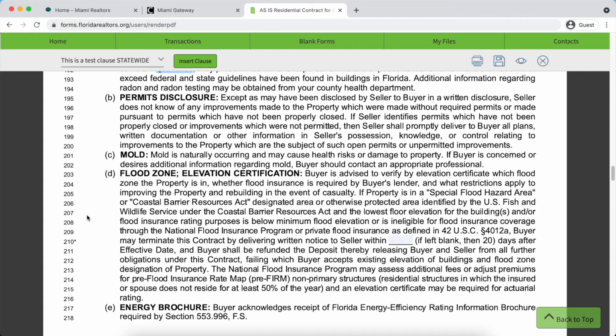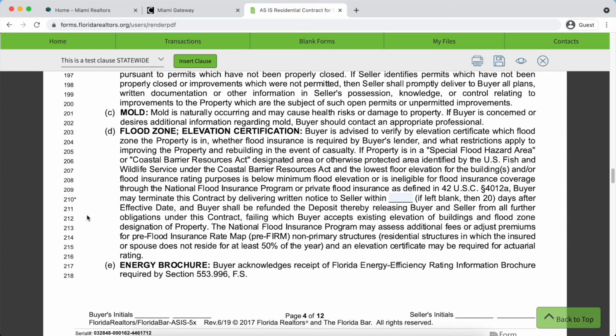The only way literally to have no mold whatsoever would be to have a hyperbaric chamber, make sure that the air that's pumped in is filtered, and that you never open it. And you're not going to find a house like that. So you're always going to find some mold in a house. Flood and elevation certificate.